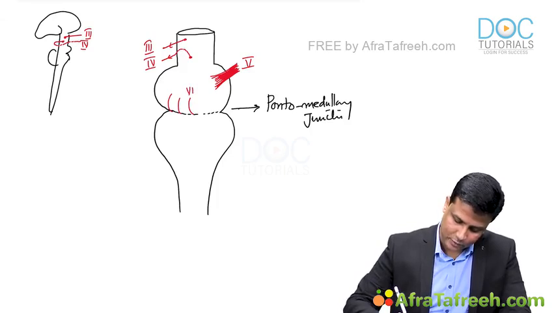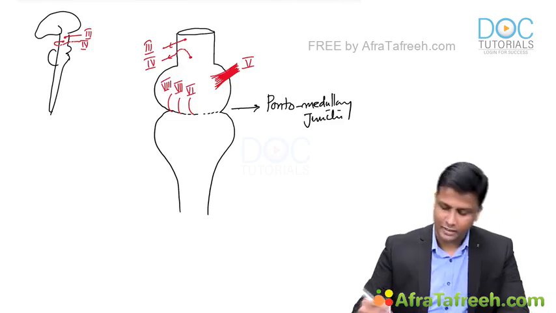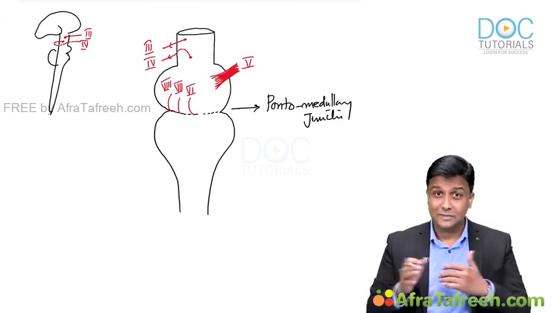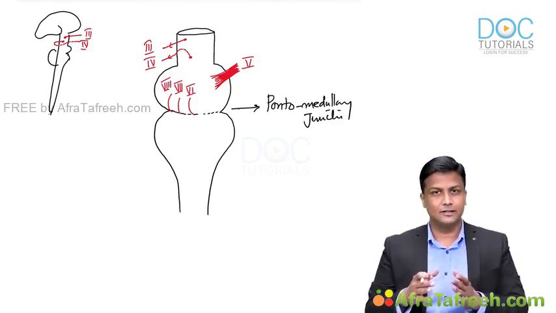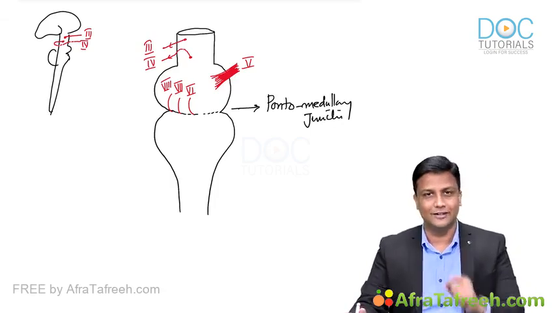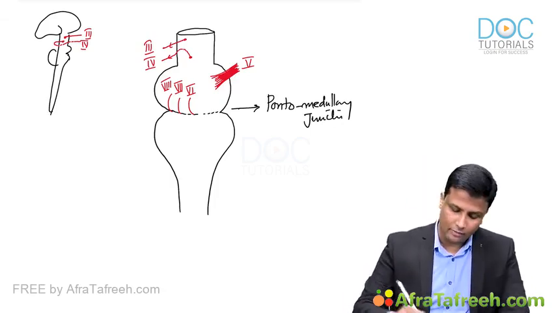The 6th, the 7th and the 8th cranial nerve will be exiting from the pontomedullary junction. And you have to remember that in the same sequence, first there will be the 6th nerve, lateral to that the 7th nerve, and lateral to that the 8th nerve. Then after that, welcome to the medulla oblongata.